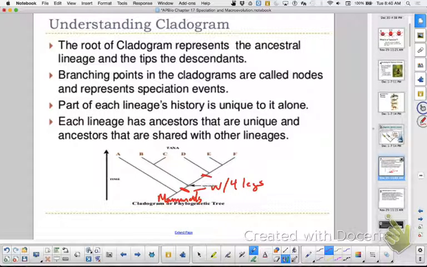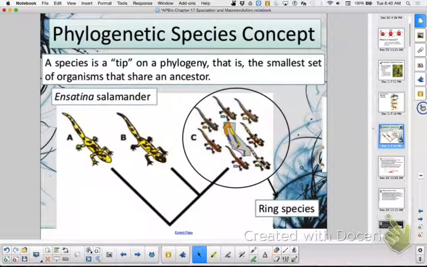So when you look at the phylogenetic species concept, you're looking at the smallest group you can find on that cladogram. That would be a population, the smallest group, where some factor is separating them off. So for the phylogenetic species concept: the smallest set of interbreeding organisms, usually a population, that share a common ancestor.